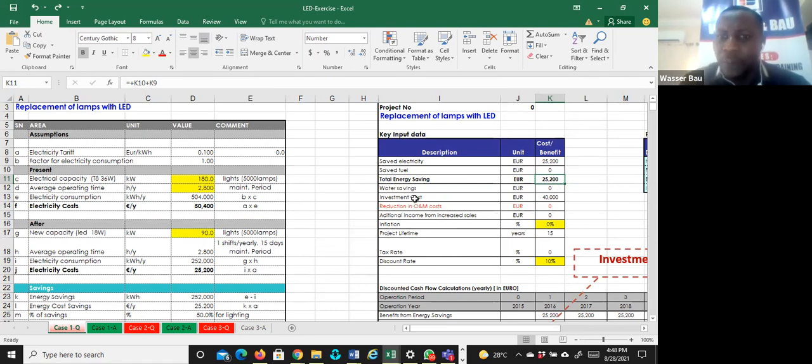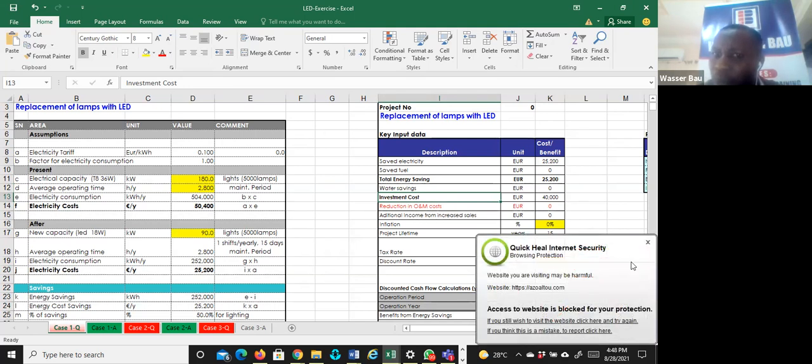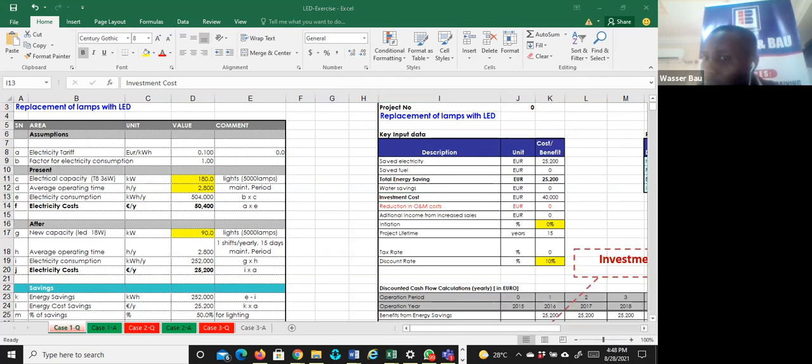Okay, now the investment cost is what? 40,000. Is there any reduction in O&M cost? No. Is there any additional income from increased sale? No. What is the inflation? We're assuming that there's no inflation. Let's say within that period, inflation is negligible, which in the Nigerian case is not the same. Inflation, what's the inflation? 0.